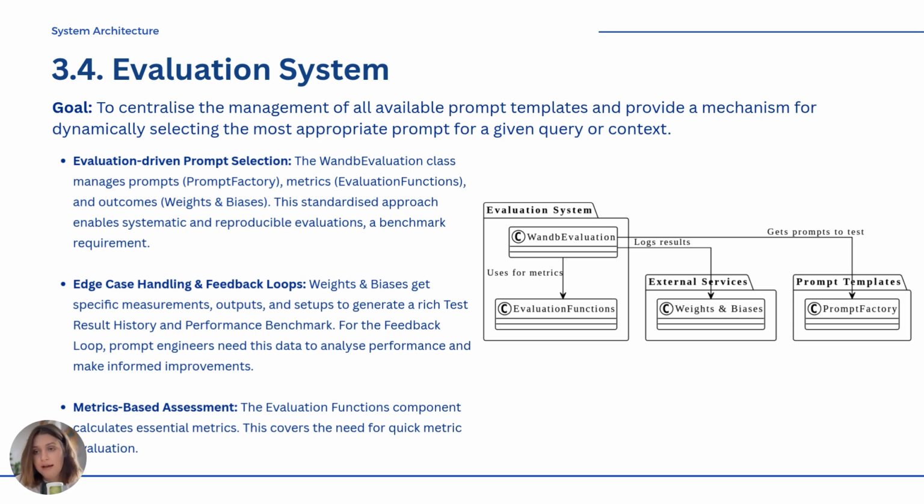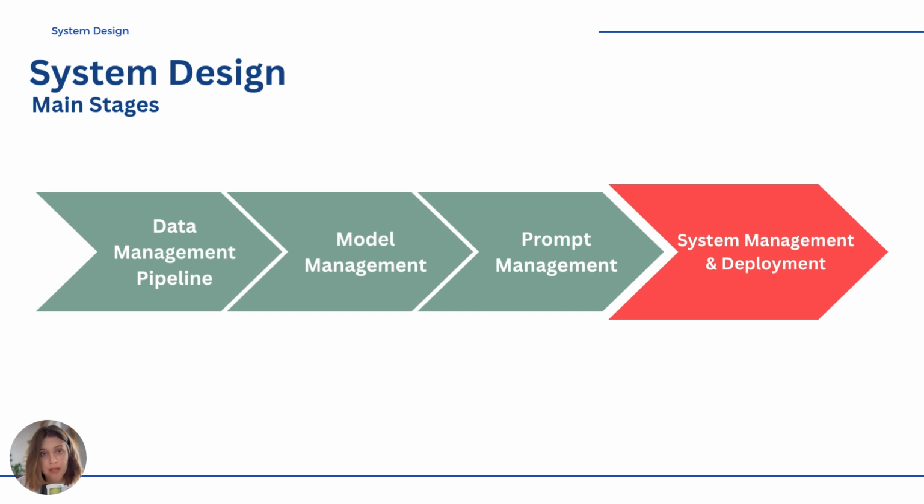At its core, we have W&B evaluation, Weights and Biases evaluation, that handles template retrieval from the prompt factory, evaluation execution, and logging of performance metrics to Weights and Biases. Metric calculations are separated into evaluation functions, making the system modular and future-proof, allowing new metrics to be added without modifying the evaluation engine.